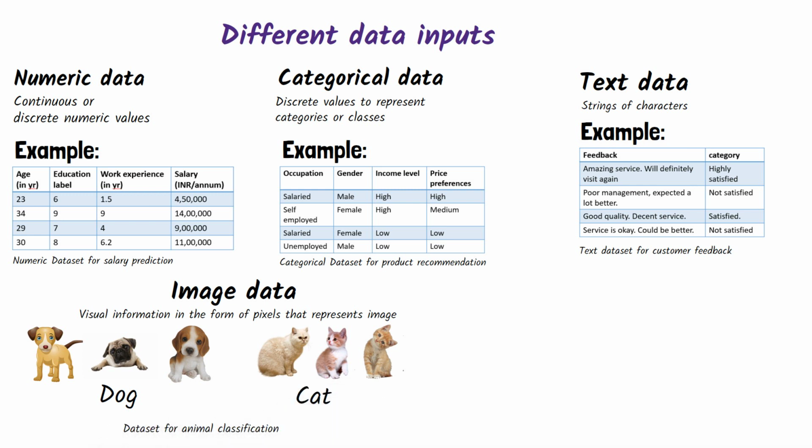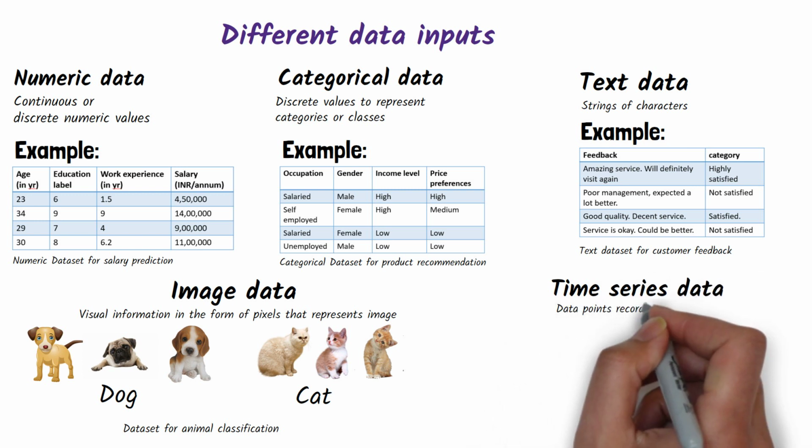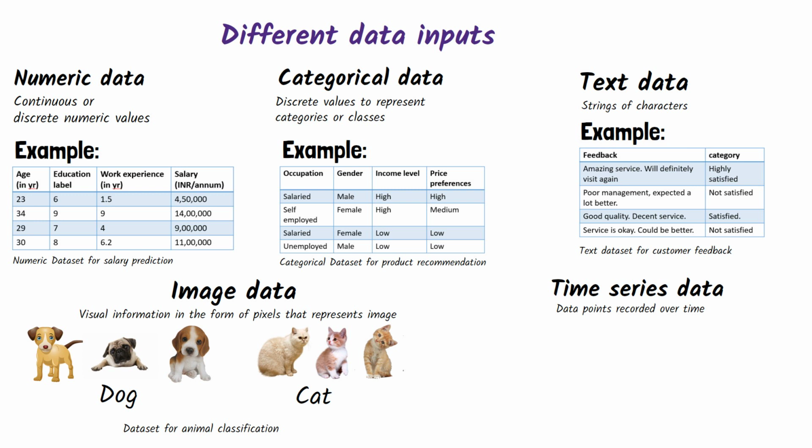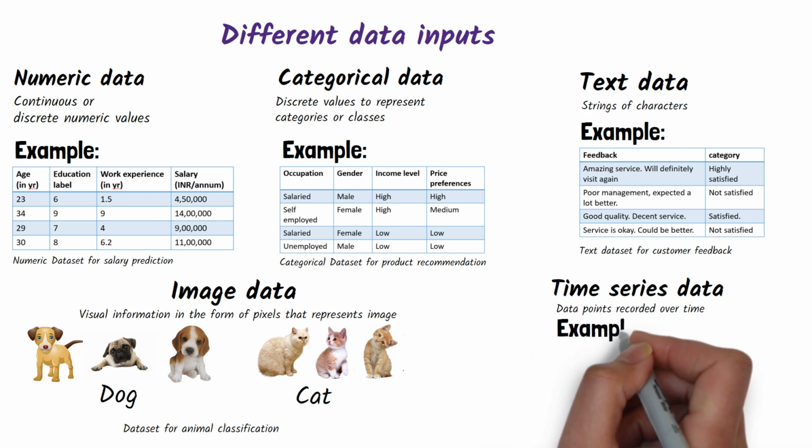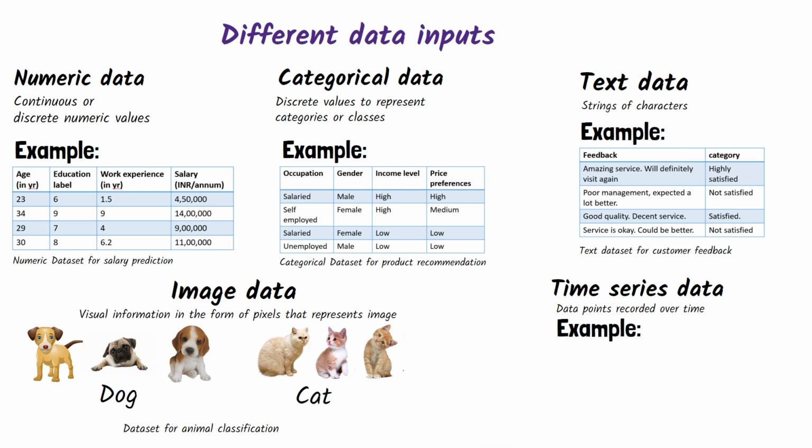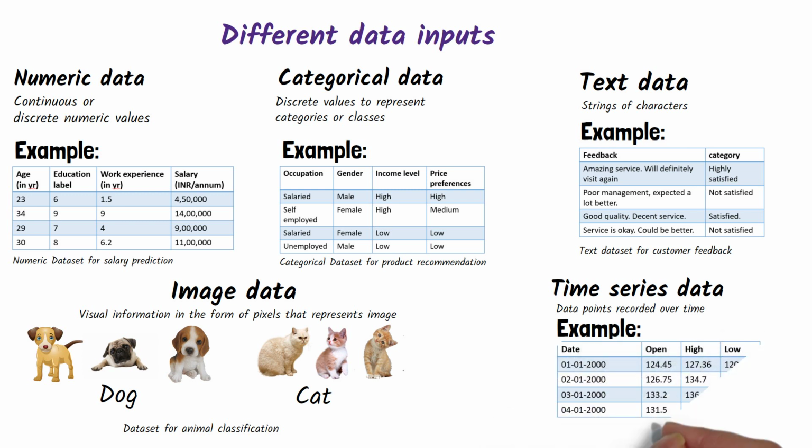And lastly, we have time series data, which consists of data points recorded over time. For example, stock price, weather data, or medical sensor data. If we are building a model, for instance, to predict the stock price of a company, we will use time series data of that stock over a range of historical time. So I hope you have a holistic idea of what different data types can be used in machine learning.